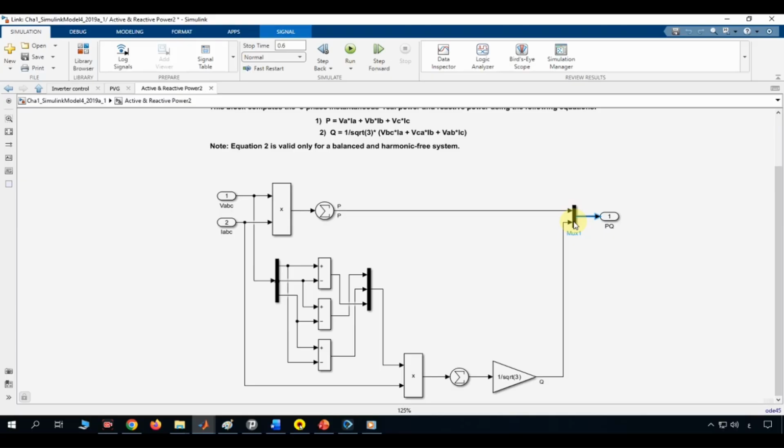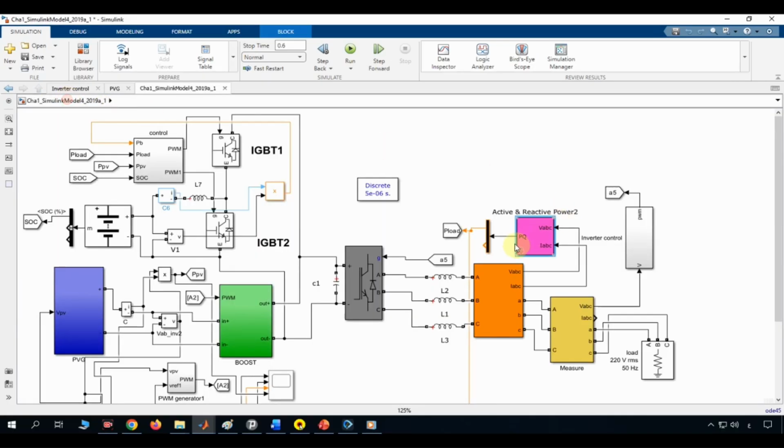That combined signal is what leaves the block through the single output port labeled PQ. Anywhere downstream in the model that needs to monitor or react to real and reactive power, whether that's a display, a logging scope, or a grid support control algorithm, simply taps into this one PQ signal.